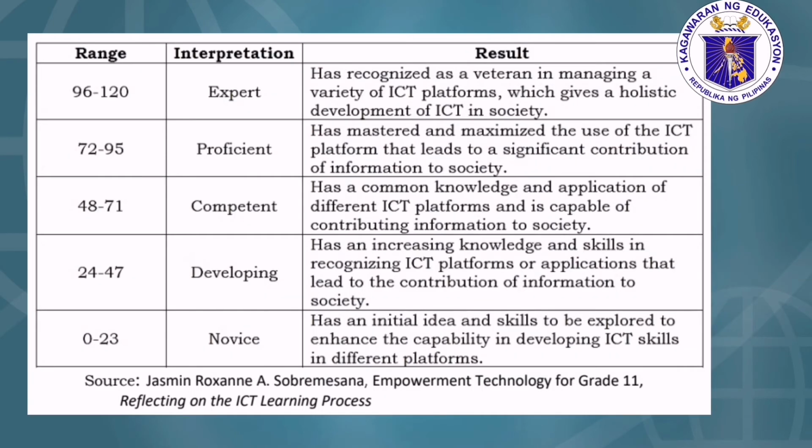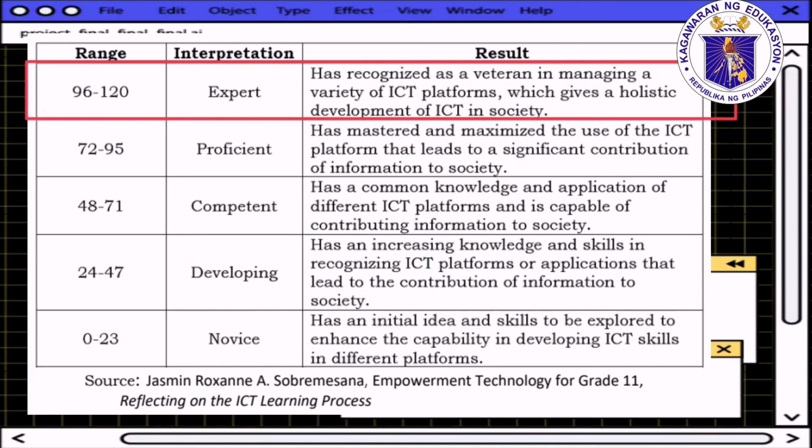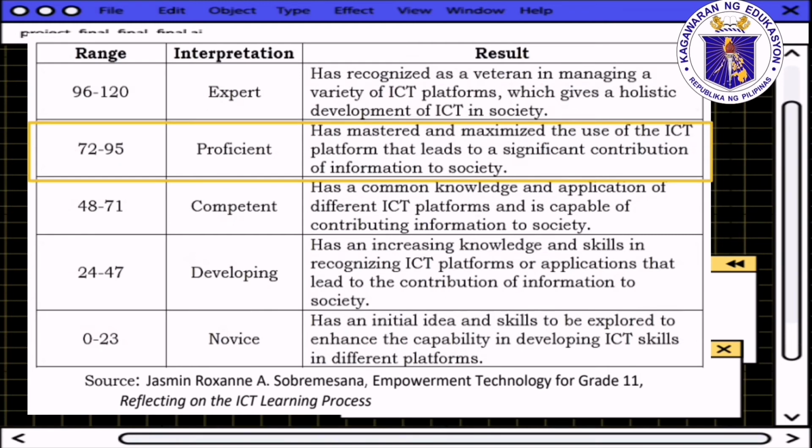Now, compute the total points acquired from the checklist and check the skill interpretation below. Range 96 to 120, the interpretation is expert. Result has recognized as a veteran in managing a variety of ICT platforms, which gives a holistic development of ICT in society. Range 72 to 95, interpretation proficient.